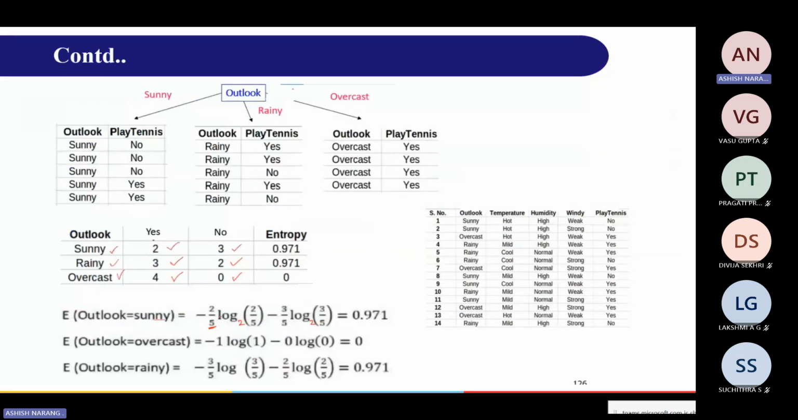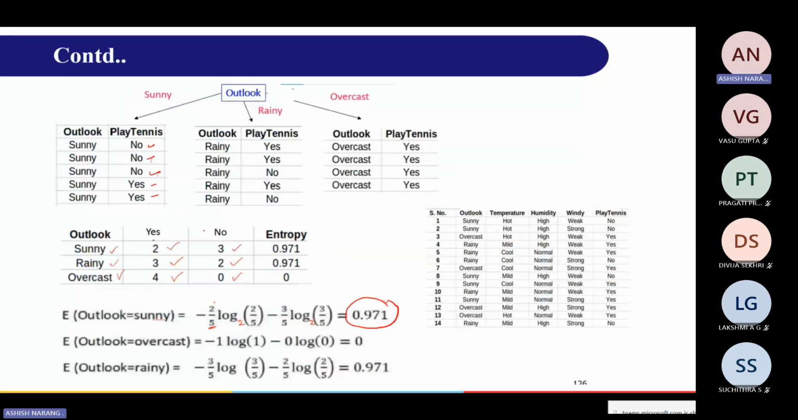So if you look at this, 2 by 5 log of 2 by 5, and 3 by 5 log of 3 by 5, to the base 2. Outlook as sunny: three records belong to no, and two belong to yes, so total 5. If I plug in those numbers, 2 by 5 log of 2 by 5, 3 by 5 log of 3 by 5, ultimately I'm getting 0.971.